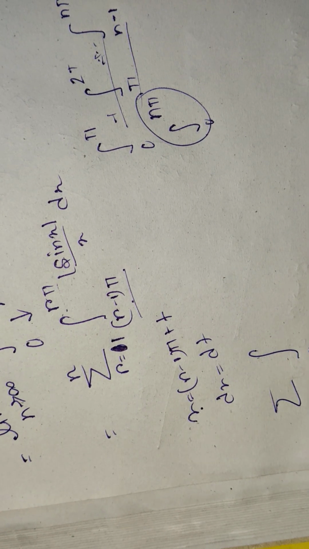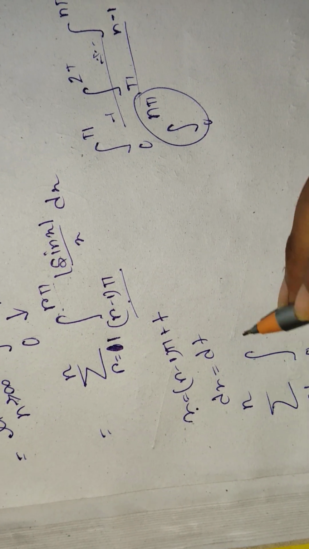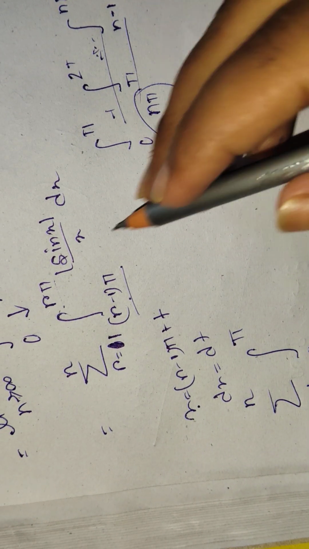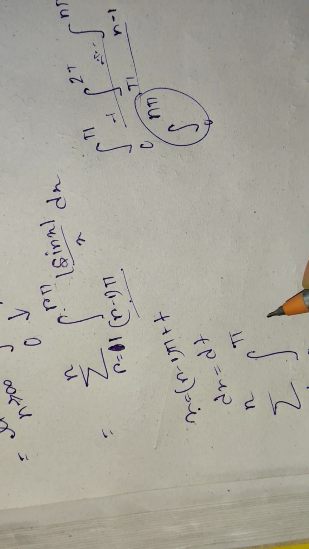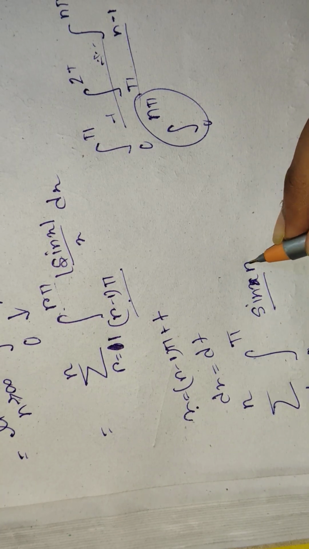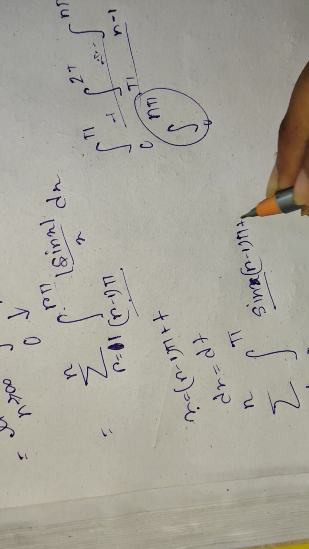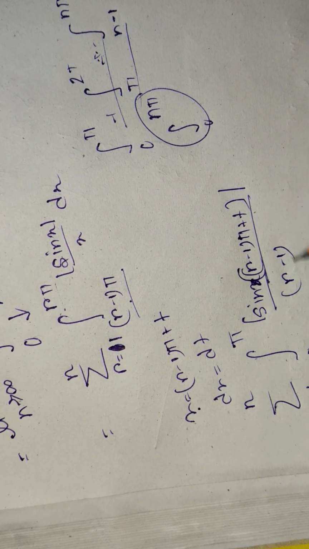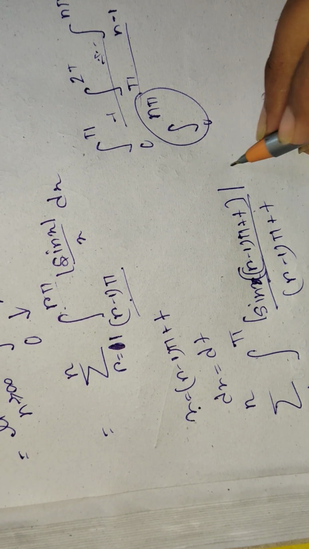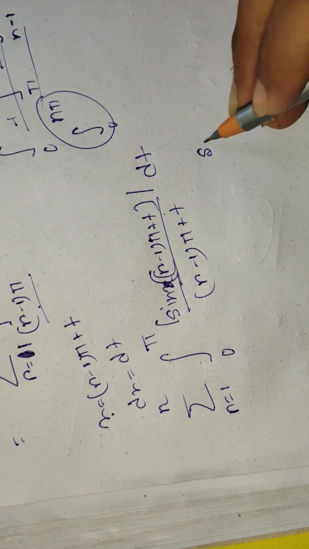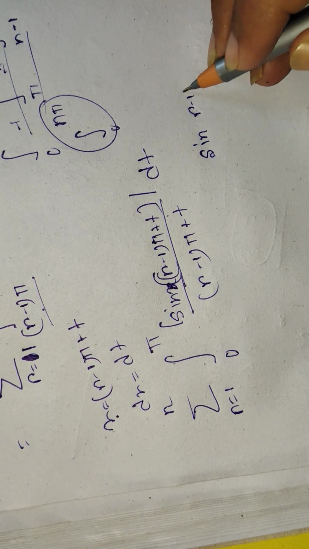with the summation r equals 1 to n, and this will become the integral from 0 to pi of |sin((r minus 1) pi plus t)| divided by ((r minus 1) pi plus t) dt. Now basically look at that, this is also important.